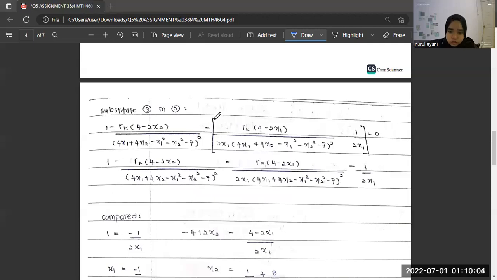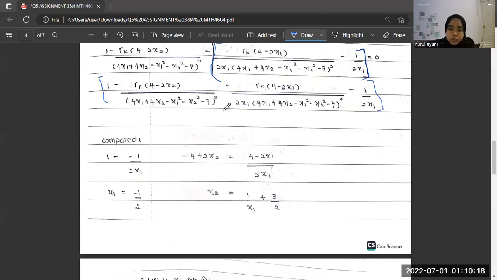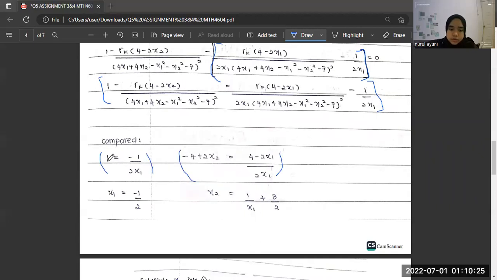So the expression in this bracket, I move it to the other side and I get these equations. After I get the equations, I compare them, as you can see, this and this. I compare until I get the value of x1, which is x1 equal to negative 1 over 2, and x2 equal to 1 over x1 plus 3 over 2.